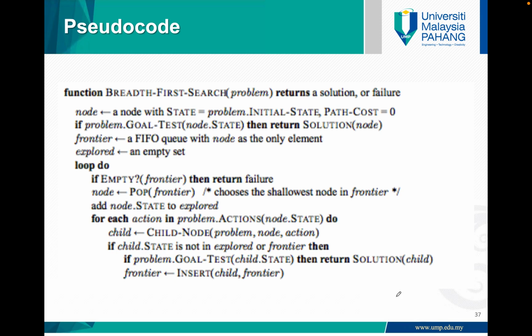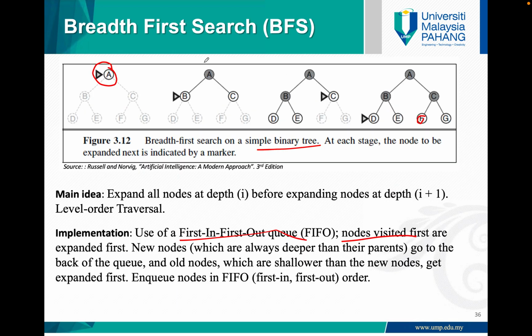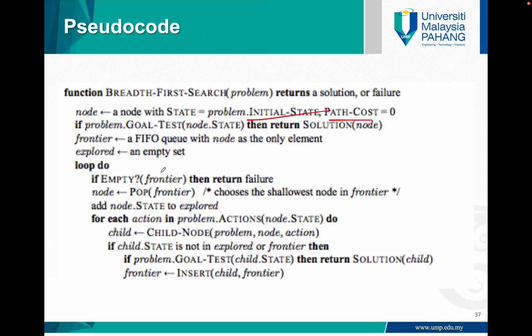This is the pseudocode for the BFS algorithm. You can see here first you mention the initial state. At the beginning of the initial state, the path cost should be equal to 0, because you haven't started searching the nodes yet. Once you go to the first level, the path cost is 1. When you go to the third level, the path cost is 2.